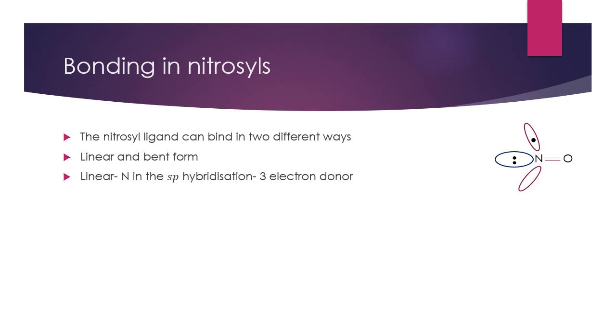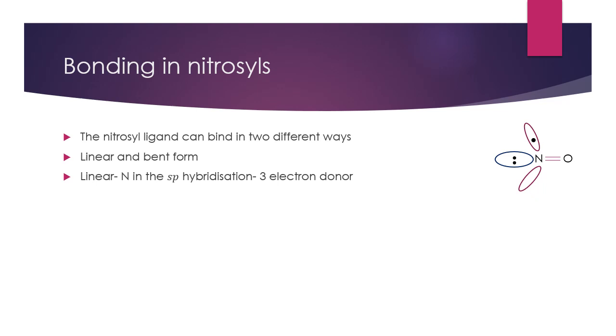Here the nitrogen atom is in sp hybridization, so the sp orbitals are aligned in a linear form. One of the sp hybrid orbitals of the nitrogen atom overlaps with the oxygen atom and forms a sigma bond, and the other sp orbital contains a lone pair of electrons. And one of the p orbitals contains a single electron. It is represented in this figure.